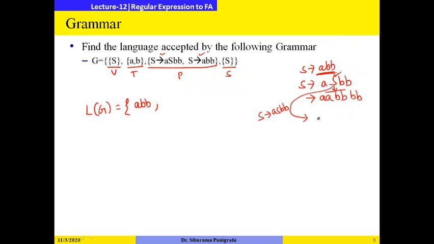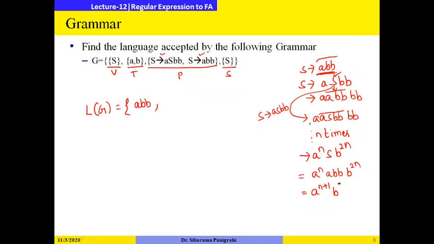So what will you get? aaSbbbb. Now if you apply this rule for n times, then you will get a to the power n S b to the power 2n. Now in place of S, finally, if you apply abb, what will you get? a to the power n abb b to the power 2n. Or here you will get a to the power n plus 1, b to the power 2 into n plus 1.